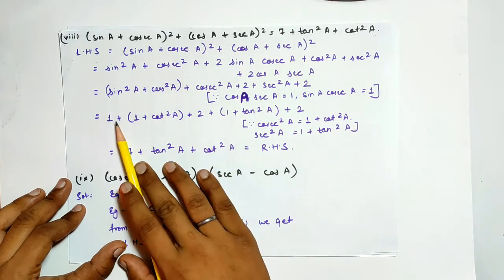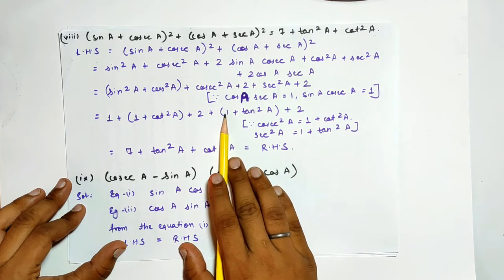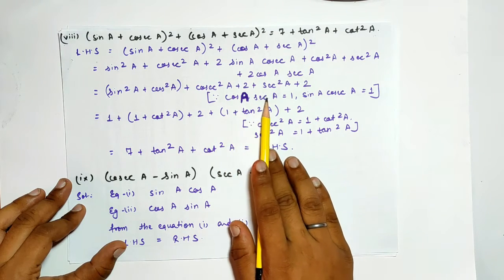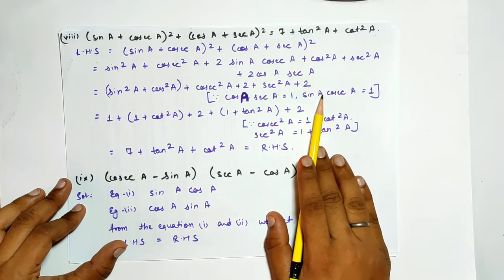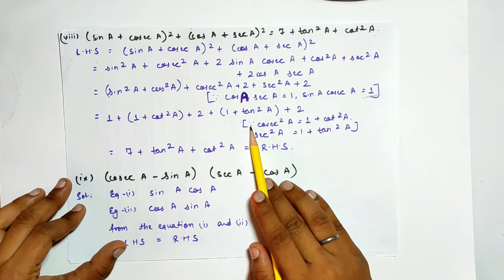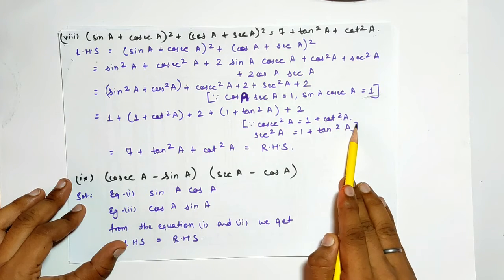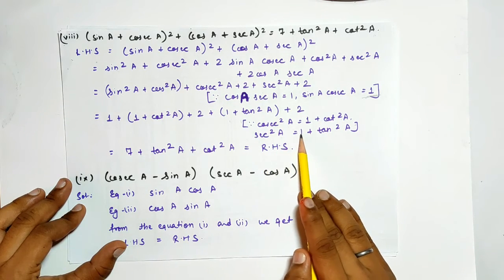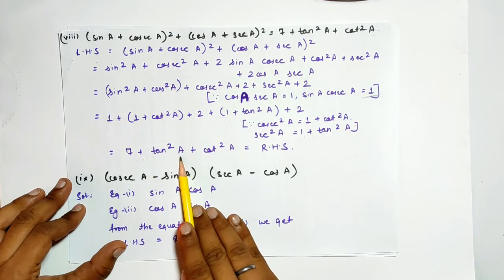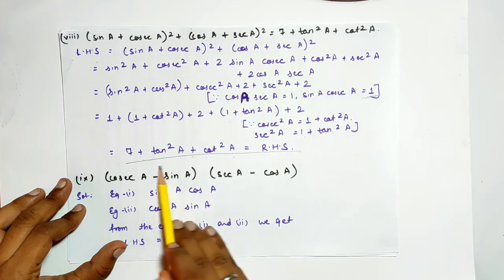We get 1 plus cot square A plus 2 plus 1 plus tan square A plus 2, because cos A sec A is equal to 1 and sin A cosec A is equal to 1. So we get this, because cosec square A is equal to 1 plus cot square A, and sec square A is equal to 1 plus tan square A. We get 7 plus tan square A plus cot square A, that is RHS.